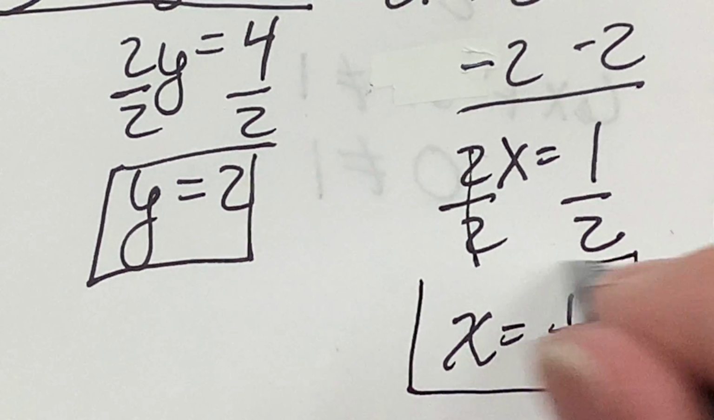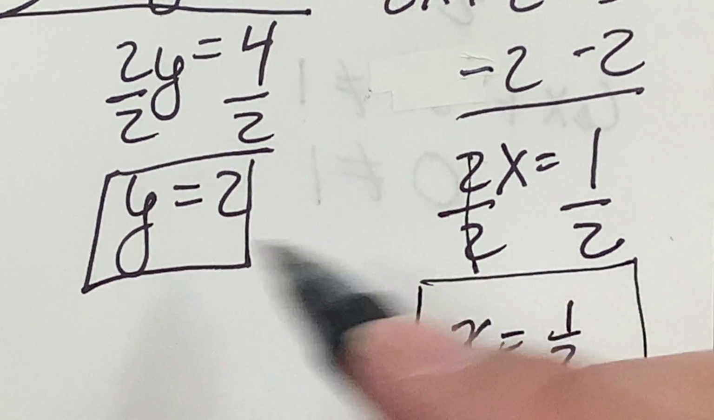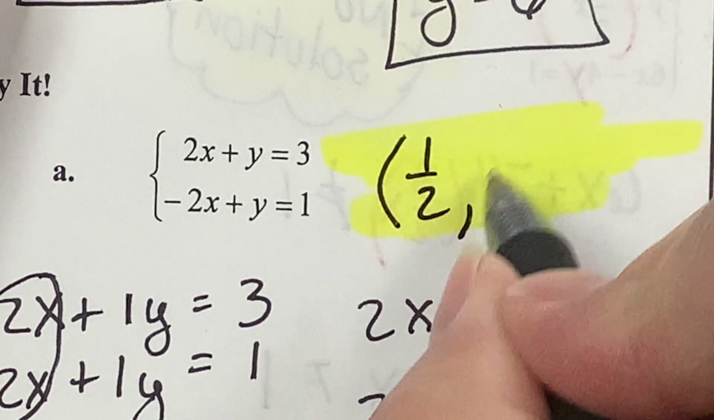I know, but it's true. I already double checked it. So x is 1/2, y is 2. So up here in the parentheses, 1/2, comma, 2.